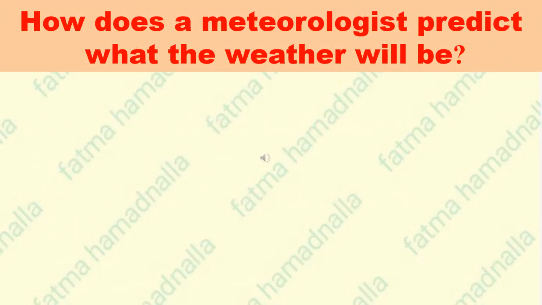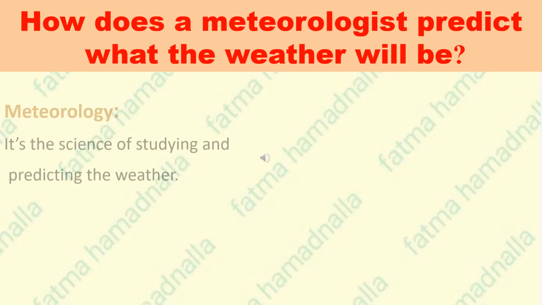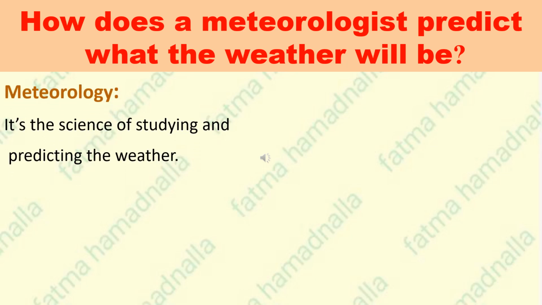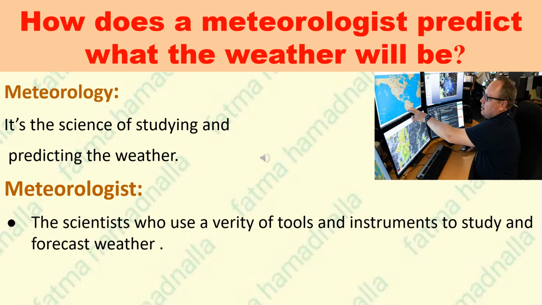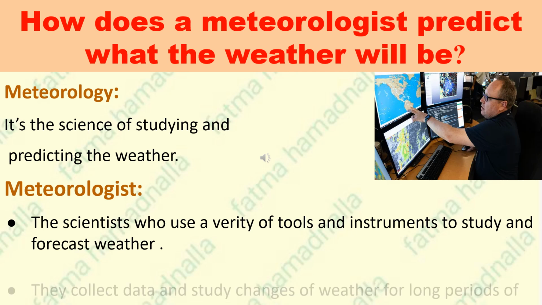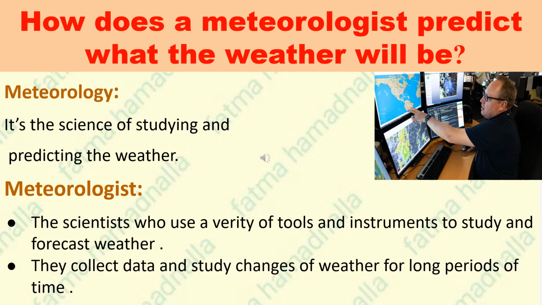How does a meteorologist predict the weather? First, what is meteorology? It is the science of studying and predicting the weather. Who is a meteorologist? He is a scientist who uses a variety of tools and instruments to study and forecast the weather, and they collect data and analyze weather changes over long periods of time. Okay?